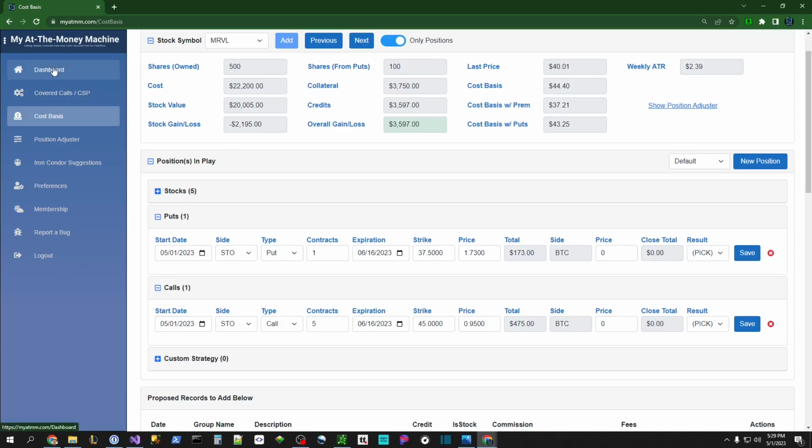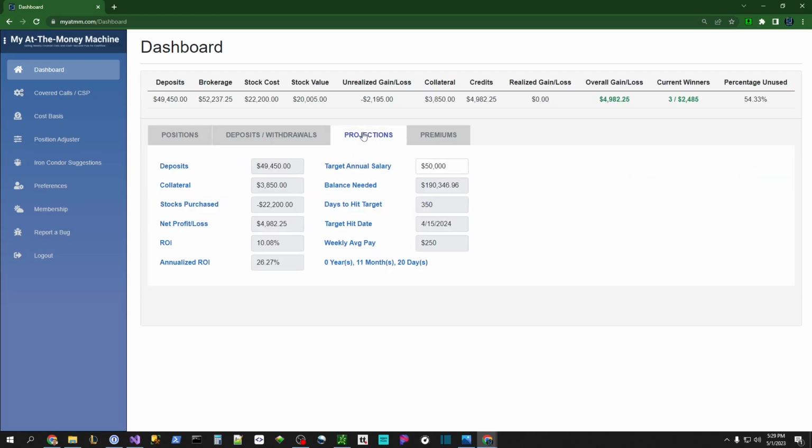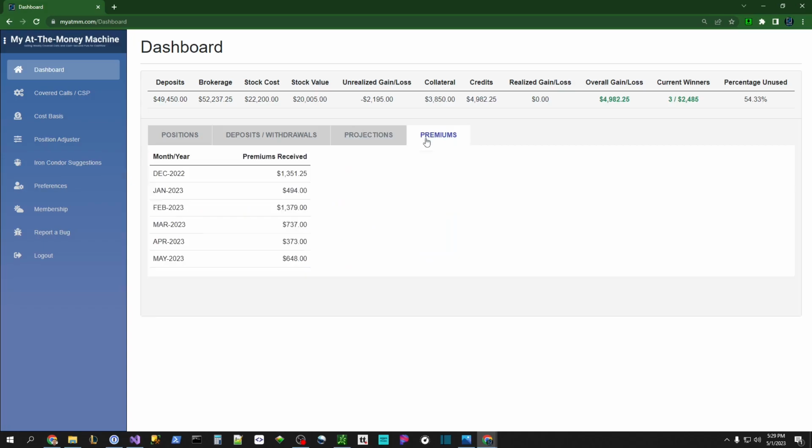We're going to jump over to the dashboard because I want to see what the total premium collected month to month has been for this entire year, because we're now in the month of May. All right, so premiums tab. In December we collected $13.51, January $4.94, February $13.79, $7.37. So we're jumping up and down and all around apparently. And May, just one day into May, because today we collected a bunch, so $648. However, like I said before, the expiration isn't until June, so that's pretty much all we're going to collect for this month. And next month, we'll move on.